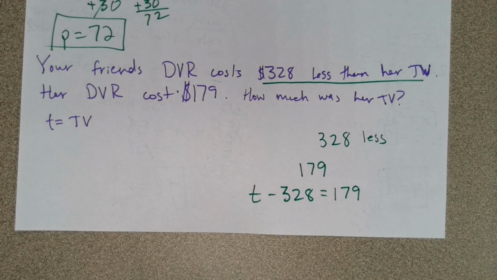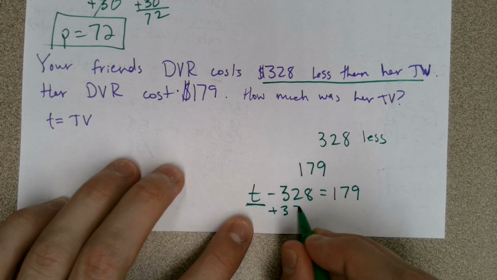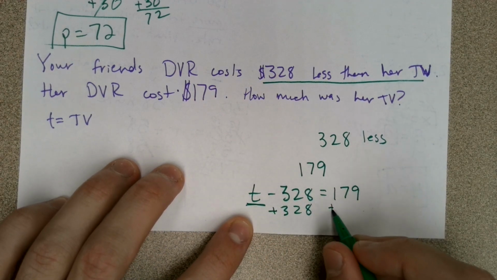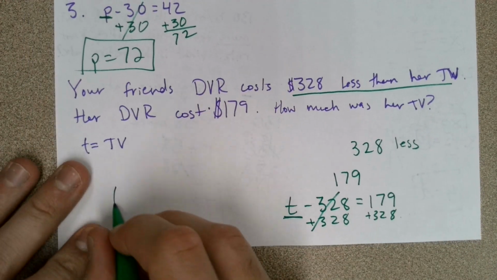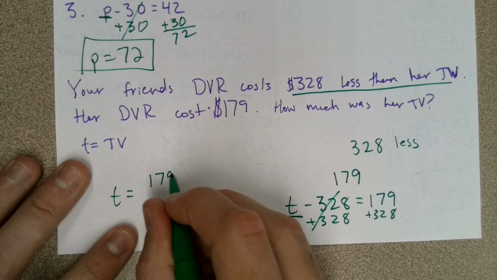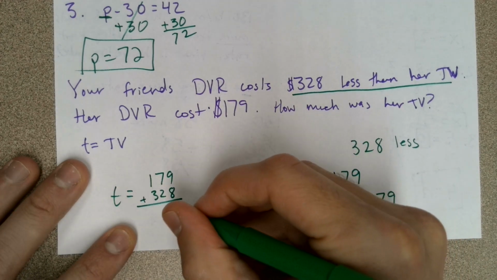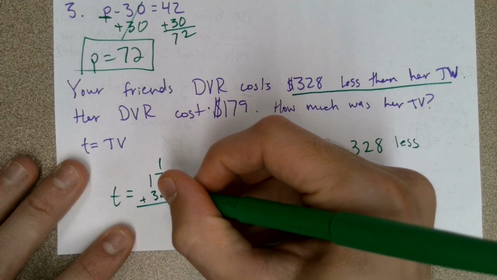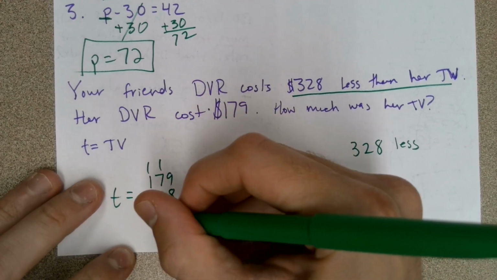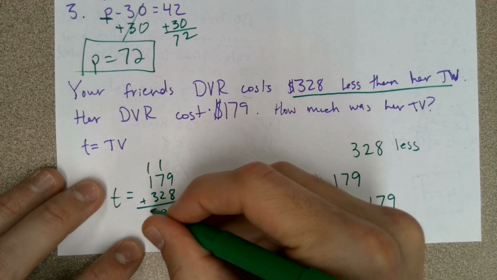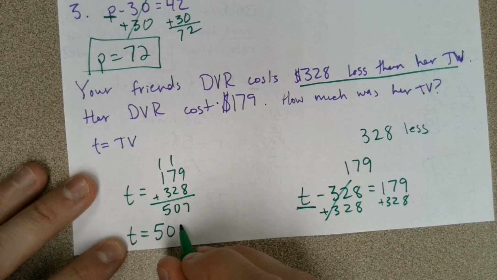Here's where we use our inverse operations. We need to get T by itself. To do that, we're going to add 328 to each side. Whatever we do to one side, we have to do to the other. Those ones cancel out. Leaves us with T equals 179 plus 328. I think my math is right. T equals 503.